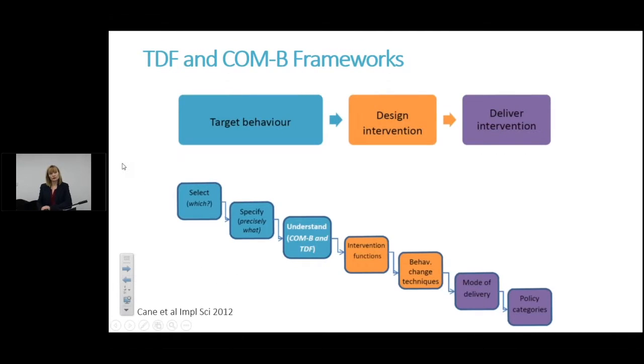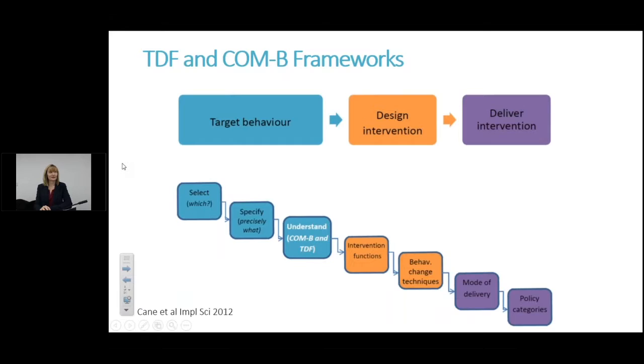What I'm going to use as my framework today is the theoretical domains framework and the COM-B model that you probably would all be aware of by Susan Michie and colleagues, where we're looking at targeting a particular behaviour, designing intervention and delivering it, and we're going through those little boxes you can see towards the bottom around selecting the behaviour, understanding it, looking at what types of interventions are therefore needed because we now understand the behaviour a bit better, looking at behaviour change techniques and so forth. I'm going to focus more around the middle today, given that we're not quite through to the policy end of things just yet.